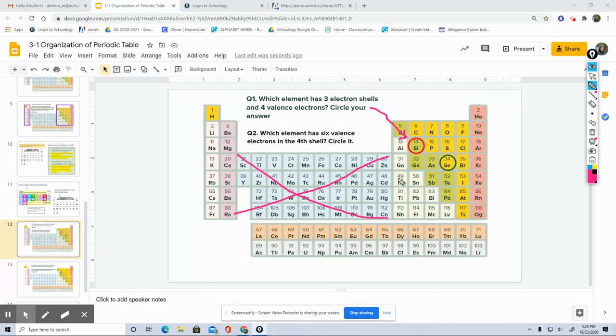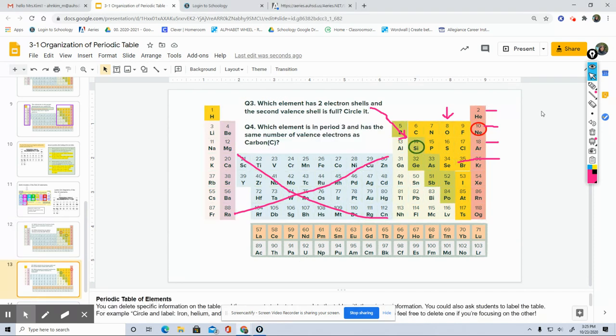And question 2, 6 valence electrons. Again, skip the middle and find the 6th column. And fourth shell, so you have to find the 4th row. Okay, which gives you Se as an answer.